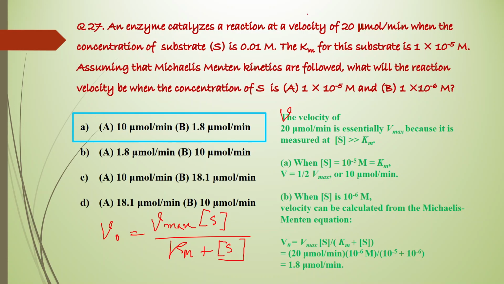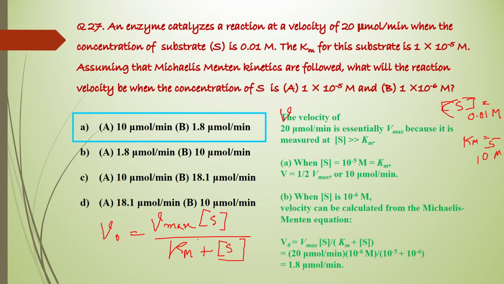First of all, initially the substrate concentration is 0.01 molar. Our substrate concentration was 0.01 molar, whereas our Km value was 10 to the power minus 5 molar. So our substrate concentration is very high compared to the Km value. So what will happen whenever our substrate concentration is very high?